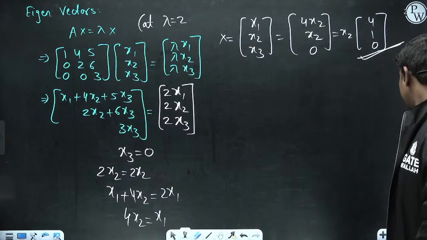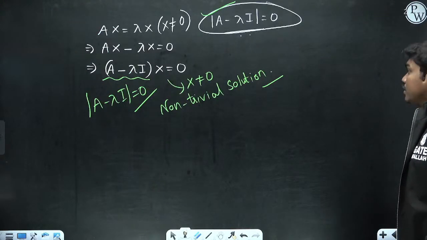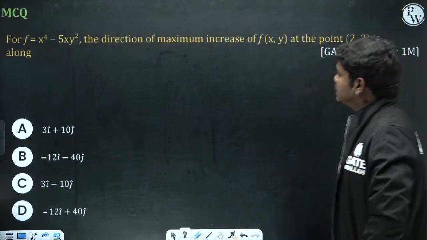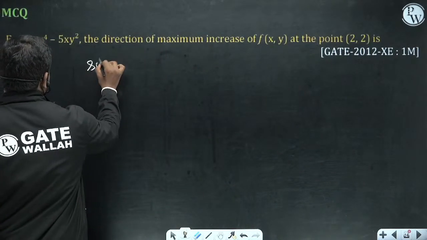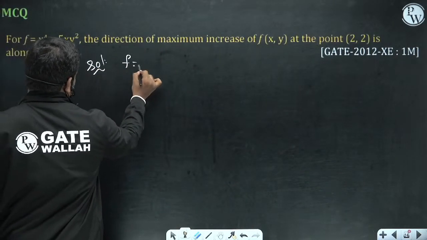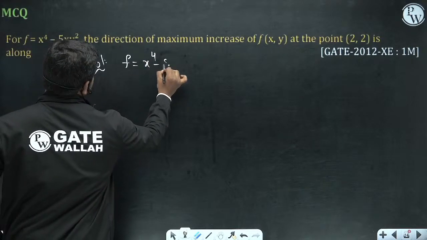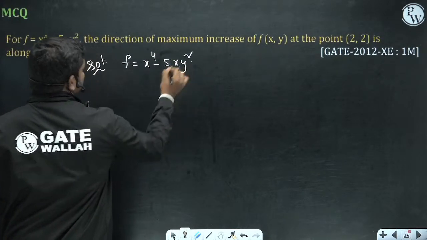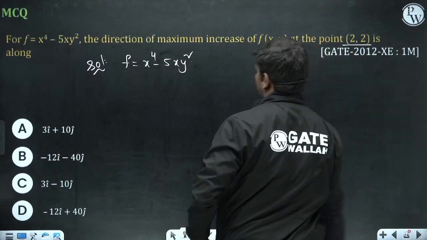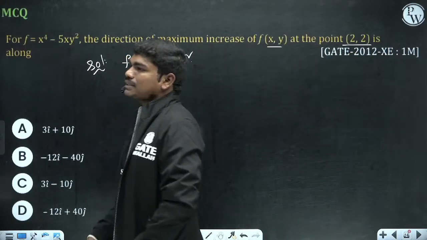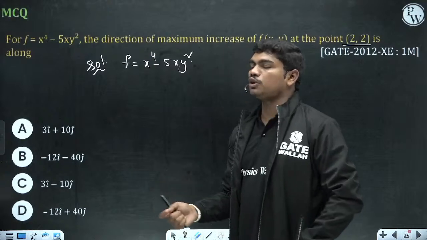Now, let us see this. For f equal to x to the power 4 minus 5xy squared, the direction of maximum increase of f at the point (2, 2) is dash. So what is the direction of maximum increase of f at this point (2, 2)?